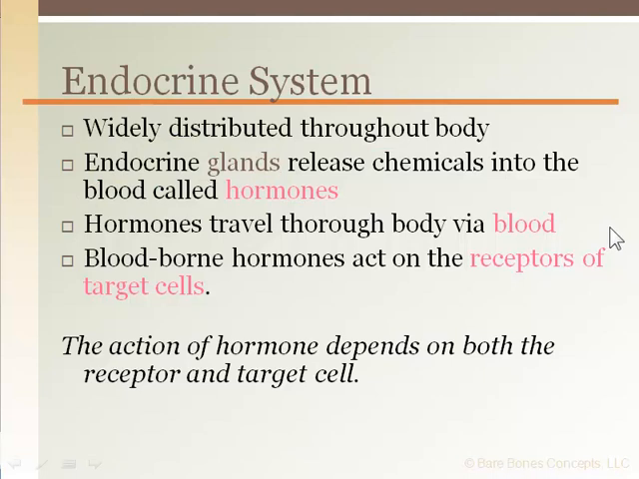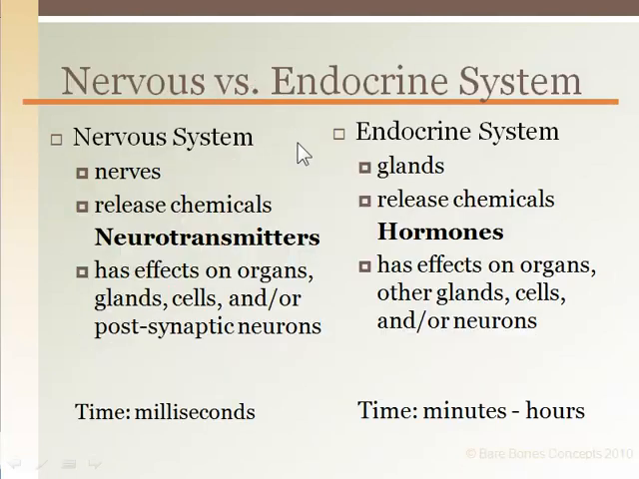Because hormones have effects on tissues all over the body, the action of that hormone depends on the membrane receptor and the target cell, like testosterone increasing hair production from facial hair follicles or sperm production in the testes. Same hormone, different action, depending on where the cell is and what the cell does.